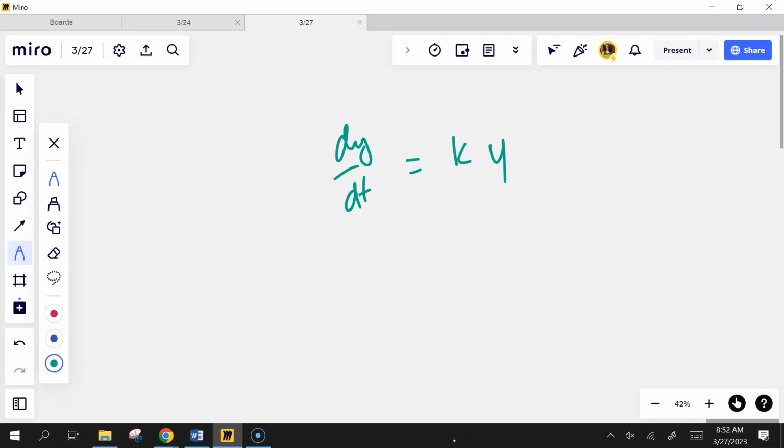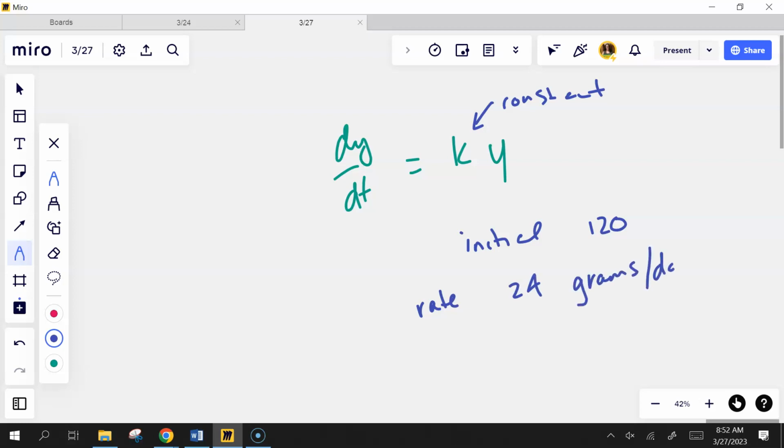K is a constant. That's your clue there. Constant. Time t equals 0. Weight of the population. So initial is 120. Increasing at a rate of 24 grams per day.